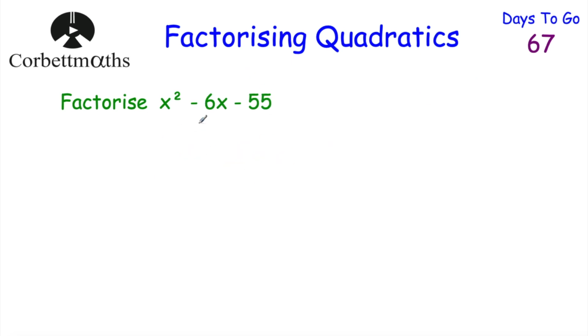Okay, so we've been asked to factorize this quadratic, so let's put our brackets down. Because it's just x squared, it's going to be x and x at the front of the brackets. Now in terms of the two numbers, they'll multiply together to give us negative 55, and they're going to add together to give us negative 6.